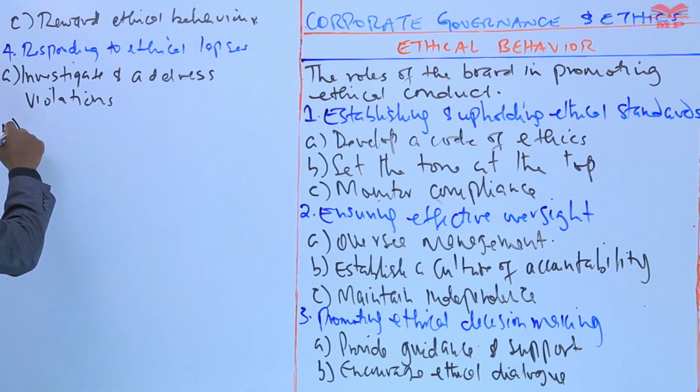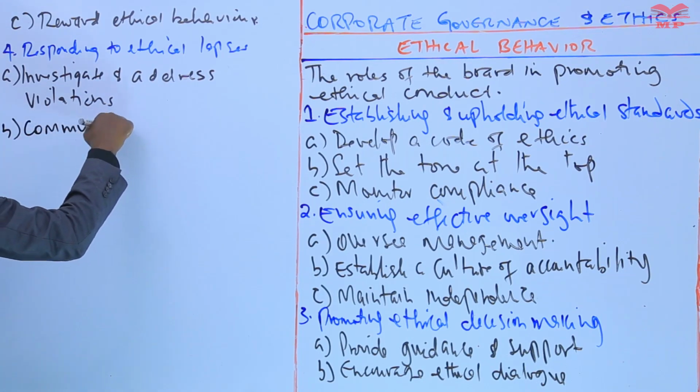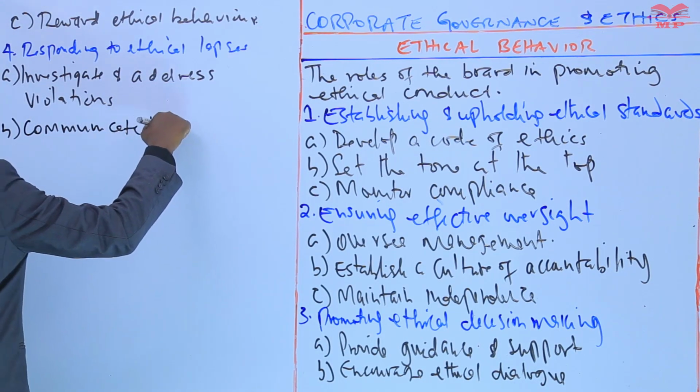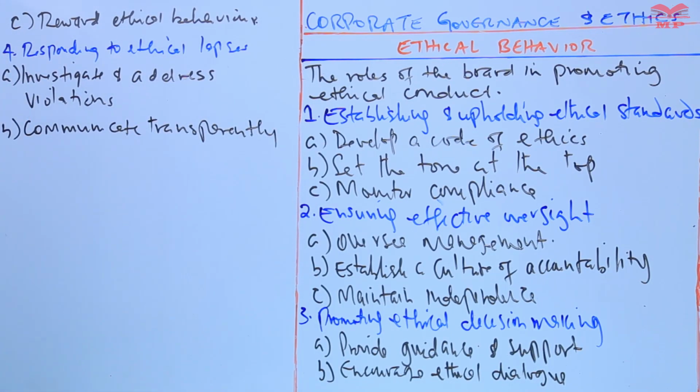Two, communicate transparently. The board should communicate transparently with stakeholders about any ethical lapses and the steps taken to address the lapses. This helps maintain trust and credibility with stakeholders, and it also demonstrates the company's commitment to ethical behavior.